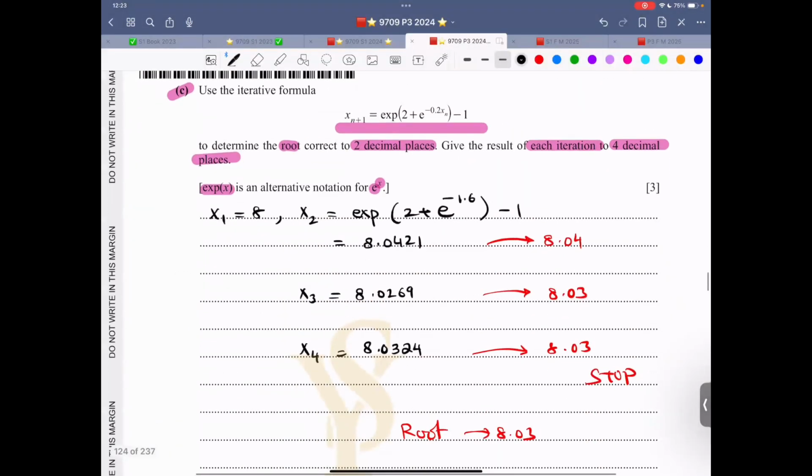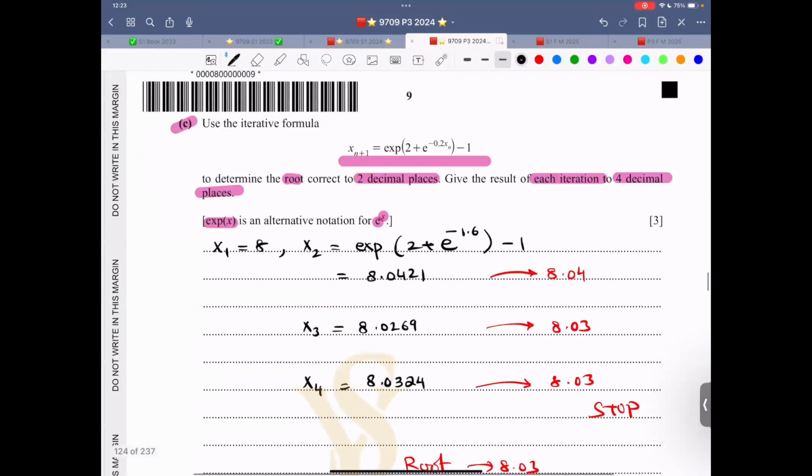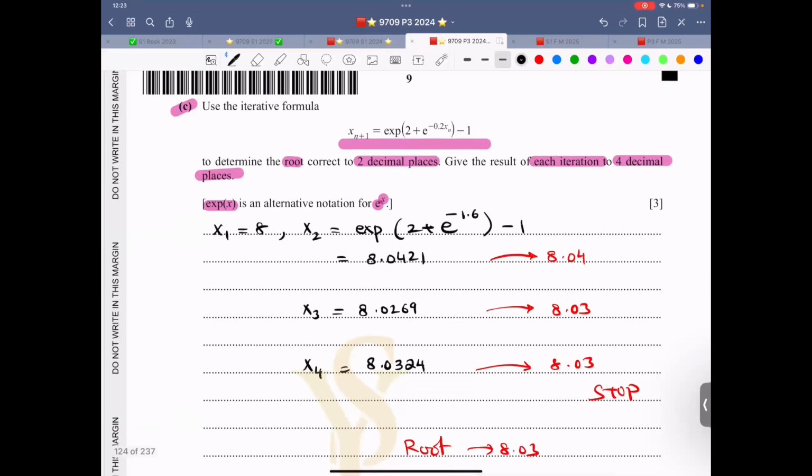So now let's focus on this one. It says we have to determine this root, giving the result of each iteration to 4 dp. The plug-in value I chose is 8. Why did I choose 8? Because that is the safest option. Alpha lies between 7 and 9, so the mid value is the best option you can choose.